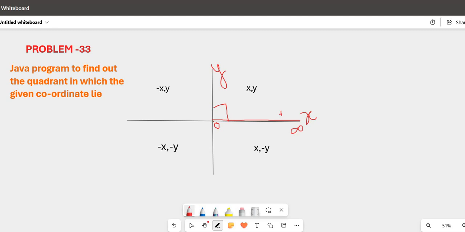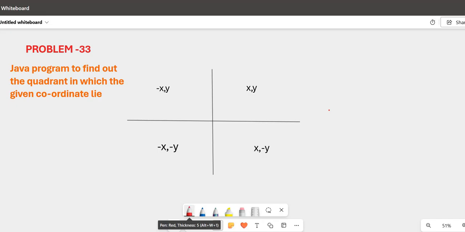From the origin to the left side, the x-axis has negative values. Talking about the y-axis, from the origin to the top, the y-axis contains positive values. From the origin down, the y-axis contains negative values.